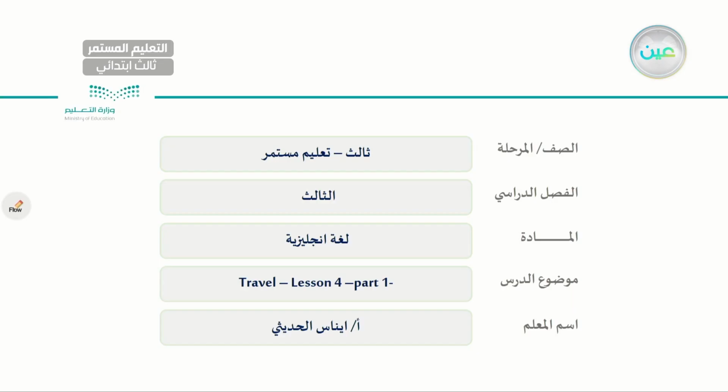So this will be a unit travel. This is the first unit of the third semester. This is lesson 4, and because this is a very important lesson, we'll be dividing it into two parts. Part number 1, and for the next lesson we will have part number 2. Okay, so again, this is travel, unit travel, lesson number 4. This will be the first part.